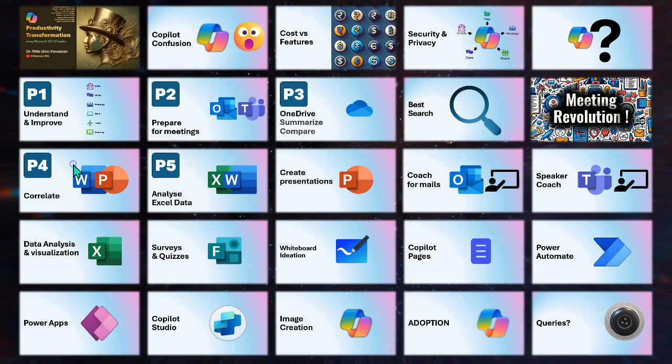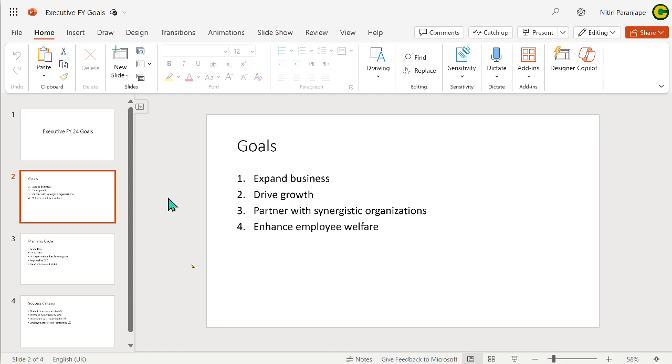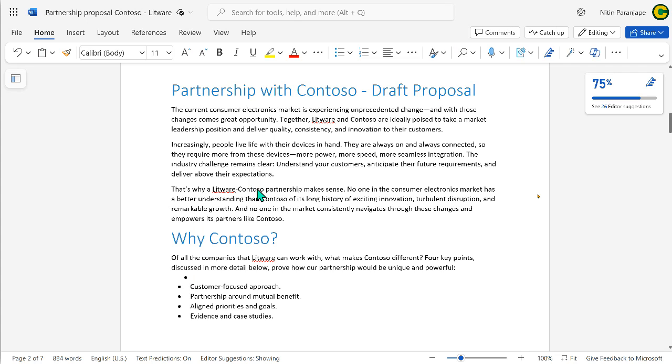Here is another one, correlation of files. I have a corporate offsite, and we decided this year we are going to focus on expansion and growth. These are the goals for this year, in a PPT. Now I am going to tie up with another company for a partnership. This is a proposal I have to accept or reject, and the requirement is it should align with our goals. They're two completely different documents.